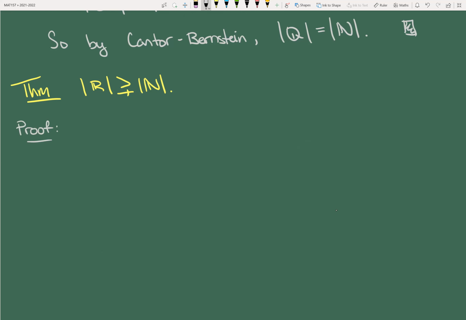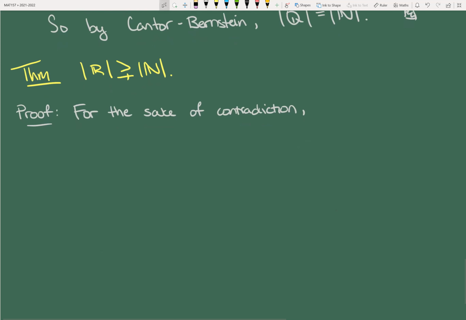So what we're going to do is, for the sake of contradiction, let's assume that the real numbers are in fact countable. Not everyone starts out their proofs with that sentence. I really like to, because you signal to the reader very quickly that you're doing a contradiction proof. So I would recommend that, but you don't have to. So for the sake of contradiction, assume that the reals are in fact countable.